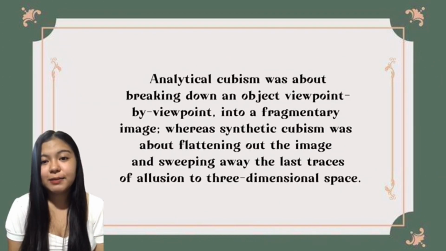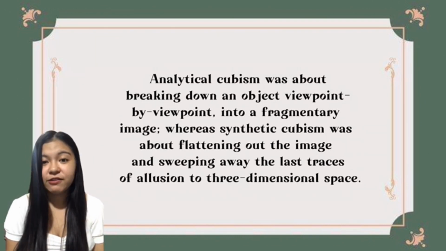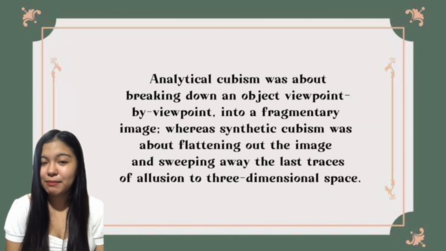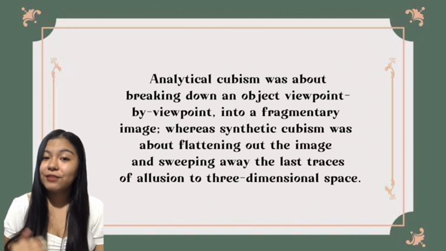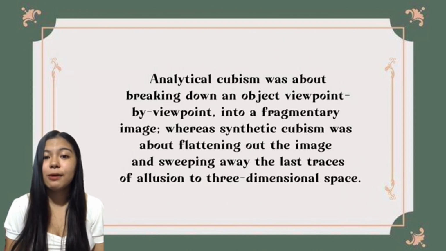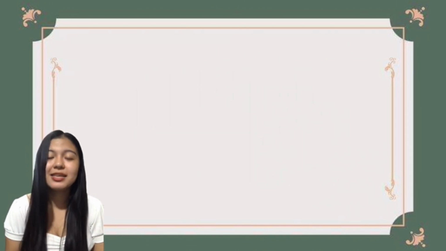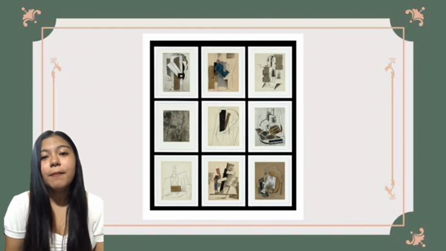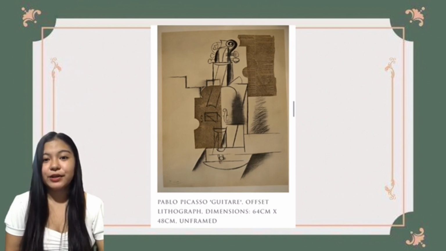So analytical cubism was about breaking down an object viewpoint by viewpoint into a fragmentary image, whereas the synthetic cubist was about flattening out the image and sweeping away the last traces of allusion to three-dimensional space. So the example of synthetic cubism is, of course, Picasso's papier collé.